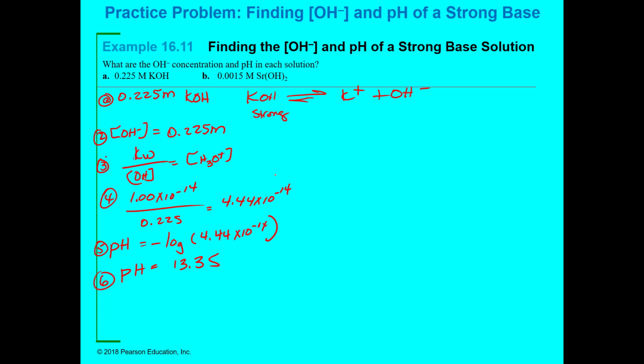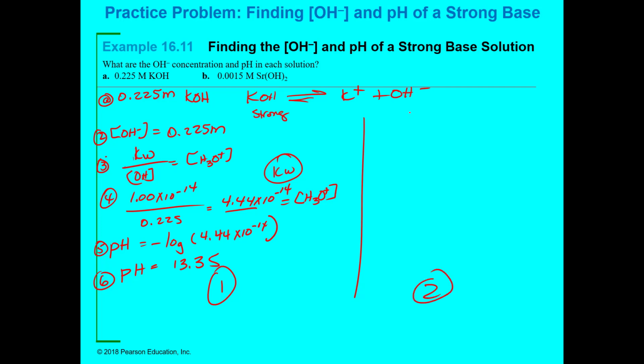So I did the KW rule here to get the H3O plus concentration. All right, so that's one way I could have done it. The other way is I could have just done the negative log of that. Okay, so that's way one.